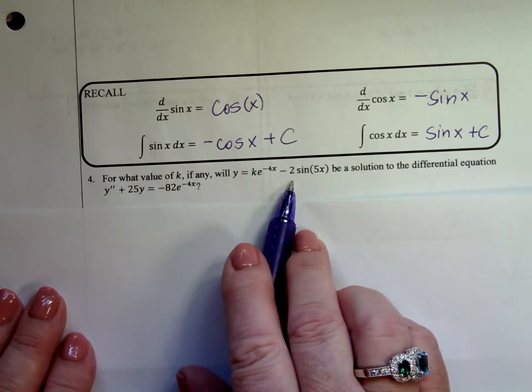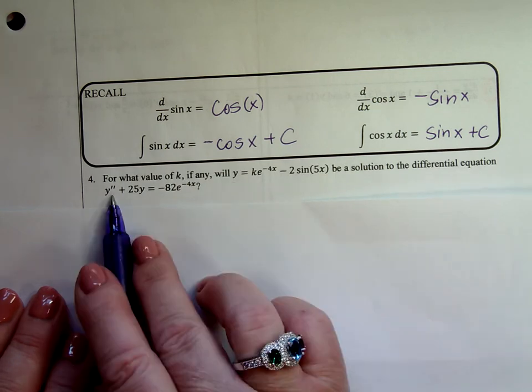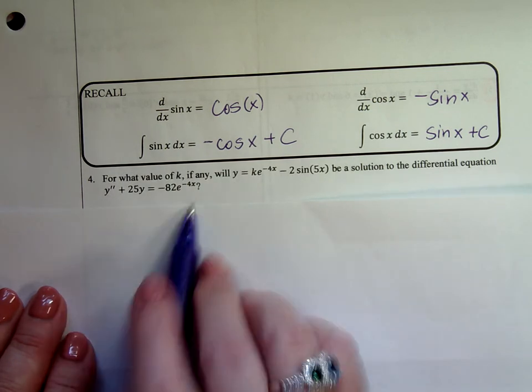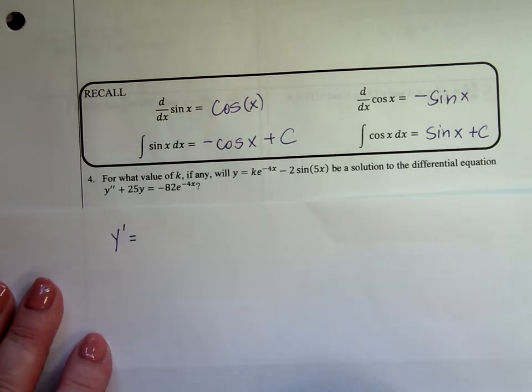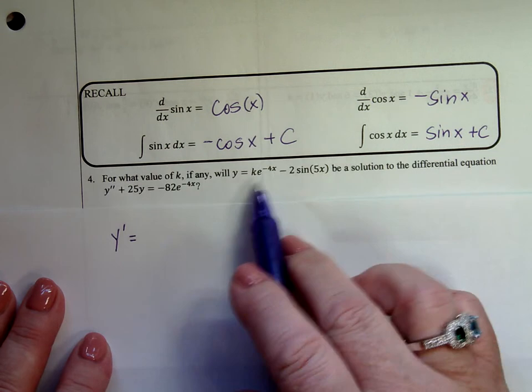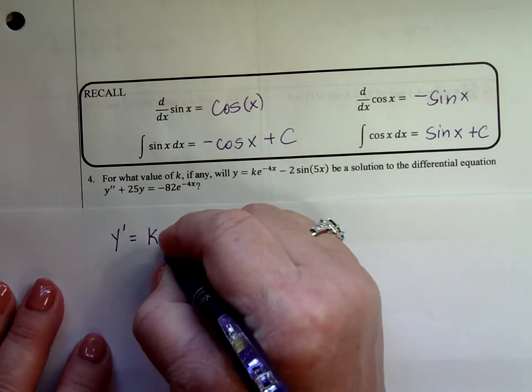So you're going to take y and you're going to take the derivative twice so you can get to a second derivative so that you can then fill this in. And you'll see the pieces will all come together. So job number 1 is what's y prime so I can get to y double prime. K is a constant, so just treat it like a constant. So this would be k e to the negative 4x.